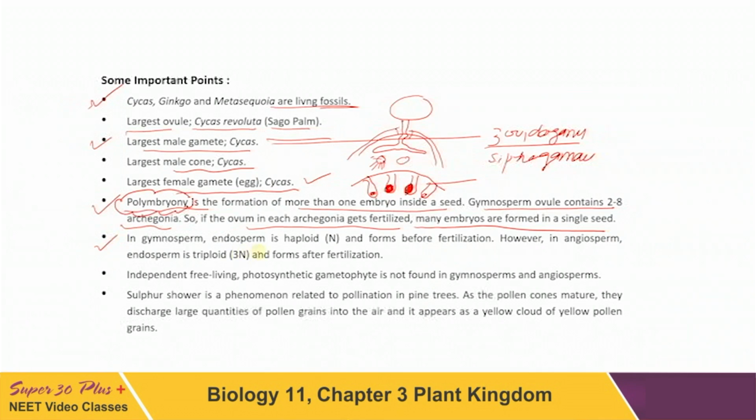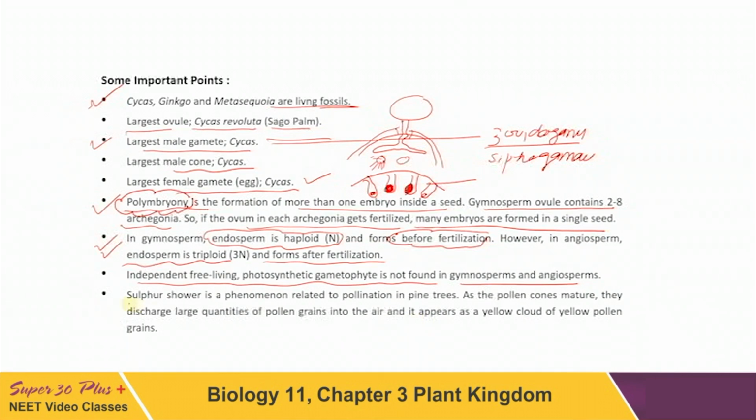In gymnosperms, the endosperm is haploid, and it is formed before fertilization. However, in angiosperms, the endosperm is diploid, and it is formed after fertilization. Very, very important point. Again, an independent free-living photosynthetic gametophyte is not present in gymnosperms as well as in angiosperms. As I told you, such structures are present in bryophytes and pteridophytes, where the gametophyte is independent.